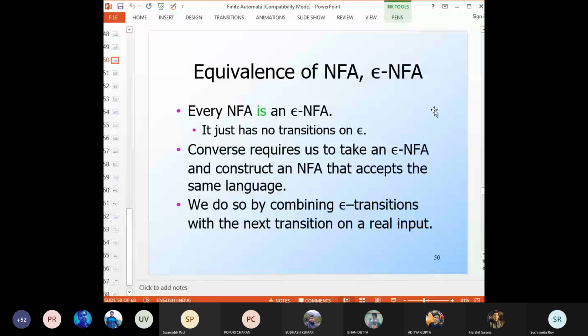So let's first start with the conversion of an epsilon NFA to NFA. That is the equivalence of an NFA and epsilon NFA, to show that they accept the same kind of languages. The same language which is accepted by an NFA is also accepted by an epsilon NFA and vice versa. NFA to epsilon NFA is actually trivial.